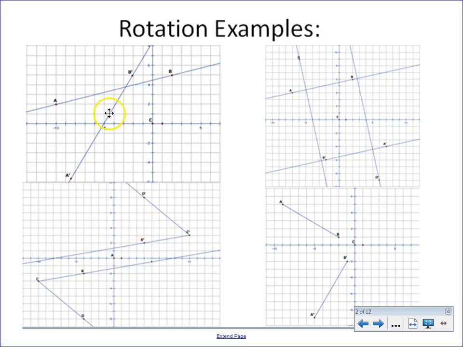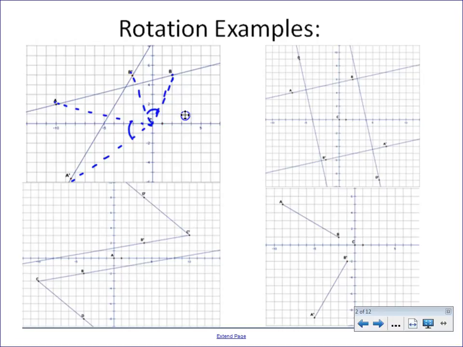Okay, so here are some examples of rotations. Notice we're rotating around point C. So this line AB gets rotated. Looks like we're going counterclockwise. And notice as we rotate that point around point C, we'll maintain the same angle. Every point gets rotated the same amount. So that angle there is the same as this angle.